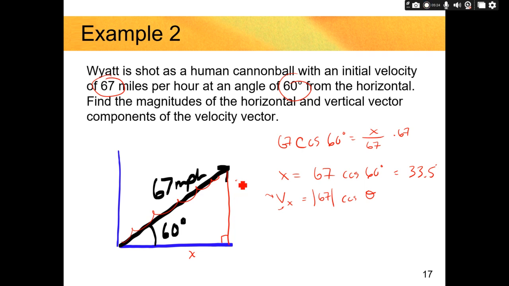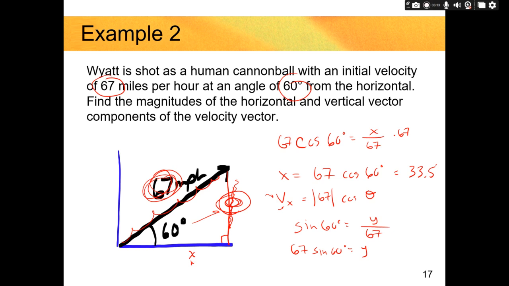Okay, and then we got this one right here. We want the vertical vector. So what is this? The opposite side. Opposite over hypotenuse. Tangent, if you're going to use this. But if I wanted to use my 67, what trig function connects the opposite side and the hypotenuse? Sine. Are we okay here? Sine of 60 degrees is the opposite, which we label y, over the hypotenuse. Multiply both sides by 67, so y equals 67 sine of 60 degrees.